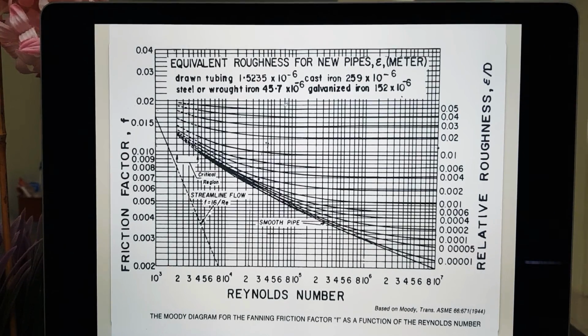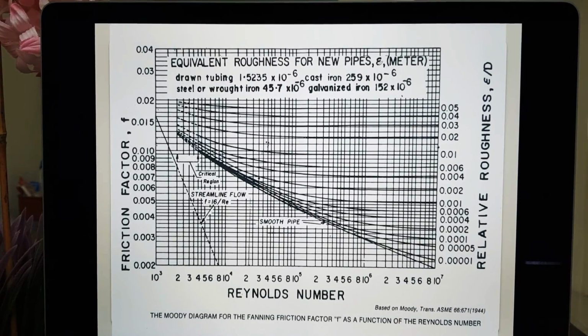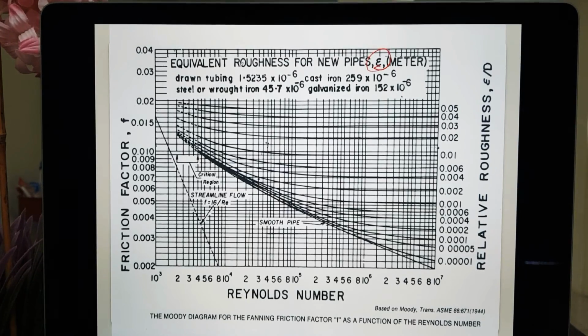Alright, so from here, this one is the epsilon. Can you see that this is the equivalent roughness for a pipe? This is the value for epsilon, and you need to look for the value for the steel in order to calculate the relative roughness. The value for steel is 45.7 times 10 to the power of -6, and the unit is meter. This is for you to calculate the equation epsilon over D, the relative roughness, which we have calculated as 0.006. So this is the value.